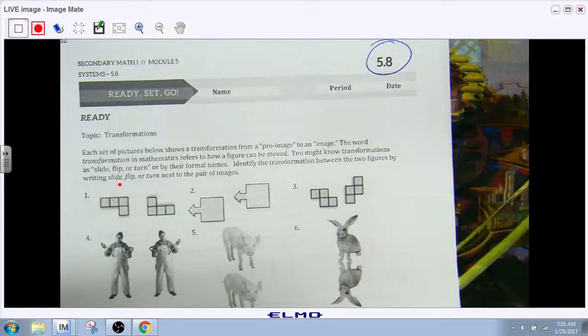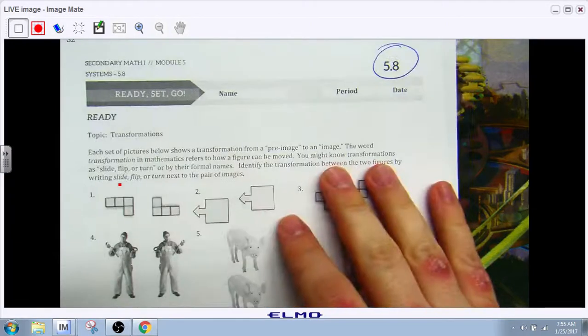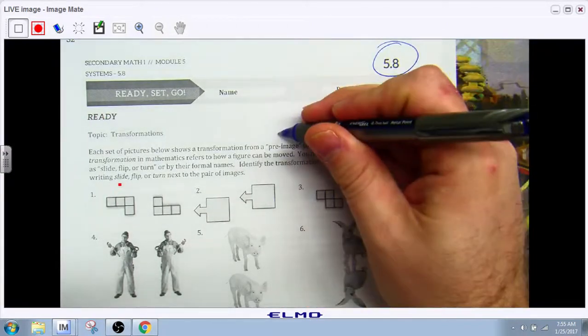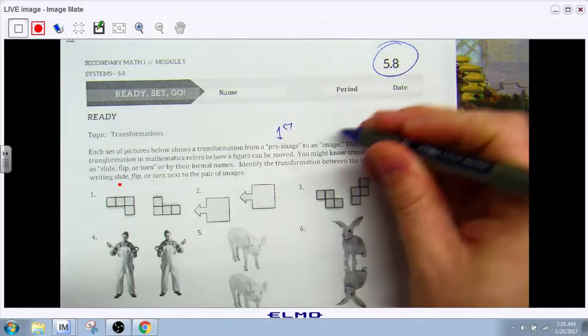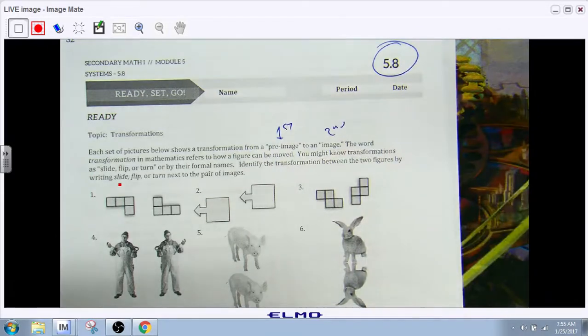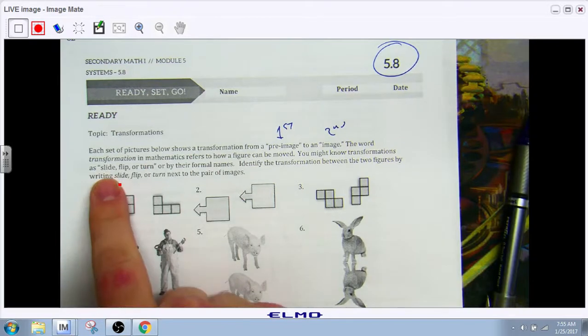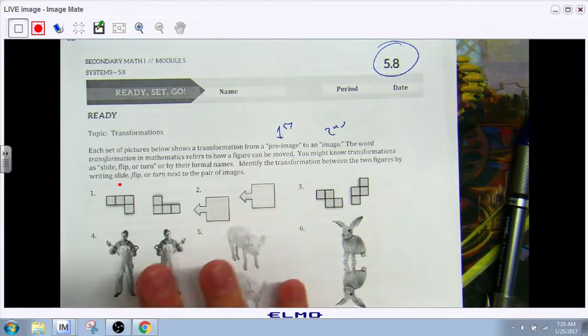The first thing that we're going to be working on is this idea of transformations. We're not going to go too deep into this, but this is kind of like an early introduction to some things you'll see in geometry. You'll get a set of pictures, and you get a pre-image, which is the first image, and then you'll get an image, which is the second image. The transformation refers to how a figure can be moved. One of the things we might think about are slide, flip, or turn to show how they move. So it's going to give you a couple of things and ask you how to do it.